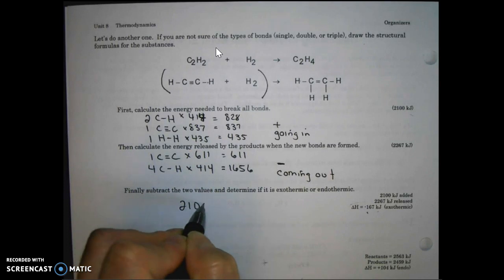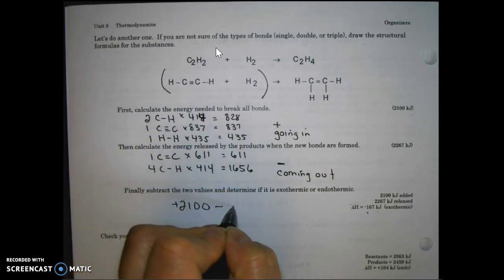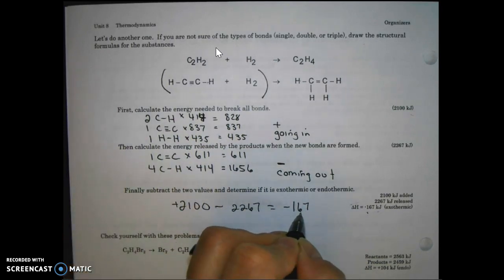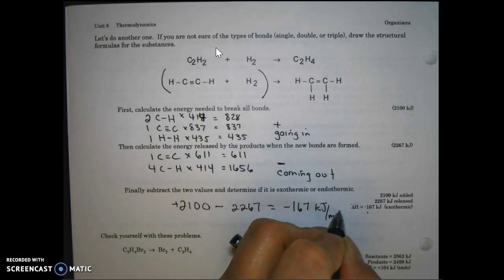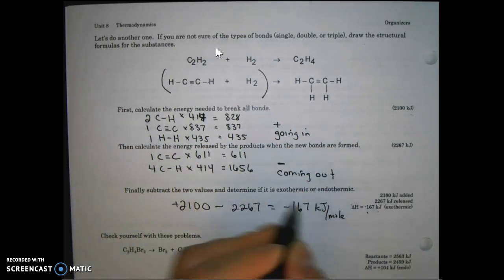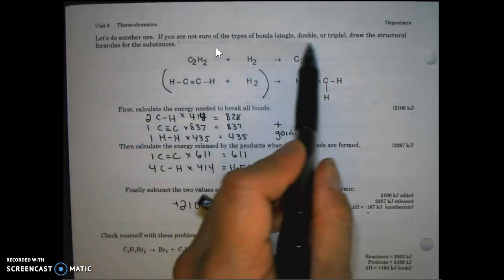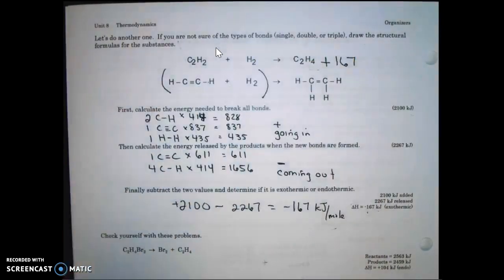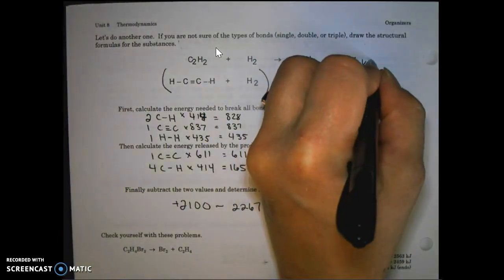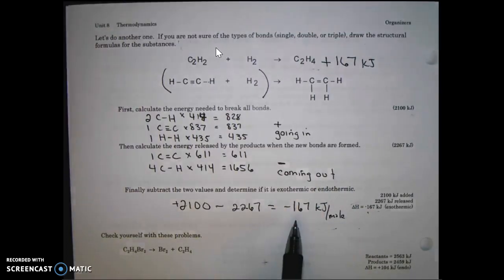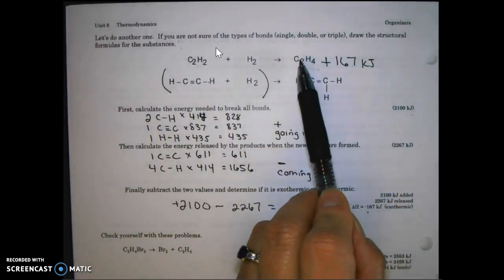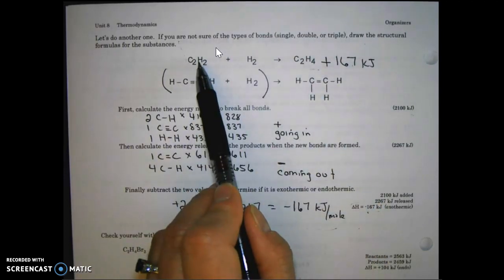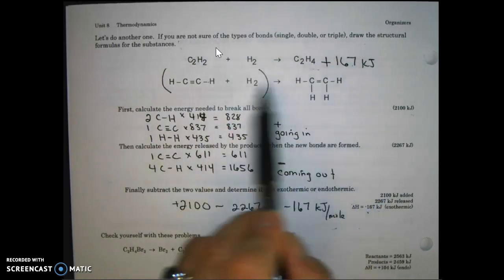So 2110 going in, 2267 coming out. So overall you get a negative 167. And again, those units, kilojoules per mole of reaction. It's per mole of reaction. So this number applies to this whole thing. So I would take this number and put it, if I wanted to write a thermal equation, I'd put it up there, 167 kilojoules. So that's for the whole reaction. So that's 167 kilojoules per 1 mole of this, per 1 mole of that, or per 1 mole of that. But 167 for the whole reaction.